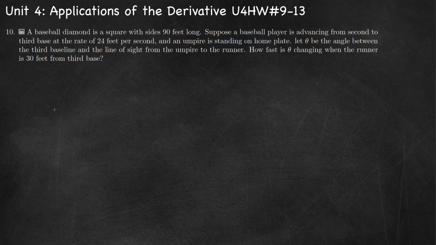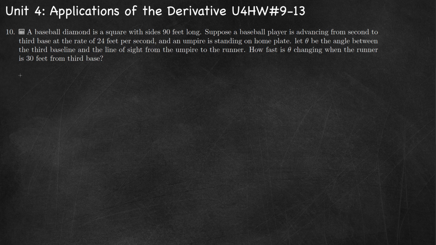Number 10, a baseball diamond is a square with sides 90 feet long. Suppose a baseball player is advancing from second to third base at the rate of 24 feet per second, and an umpire is standing on home plate. Let theta be the angle between the third baseline and the line of sight from the umpire to the runner. How fast is theta changing when the runner is 30 feet from third base?